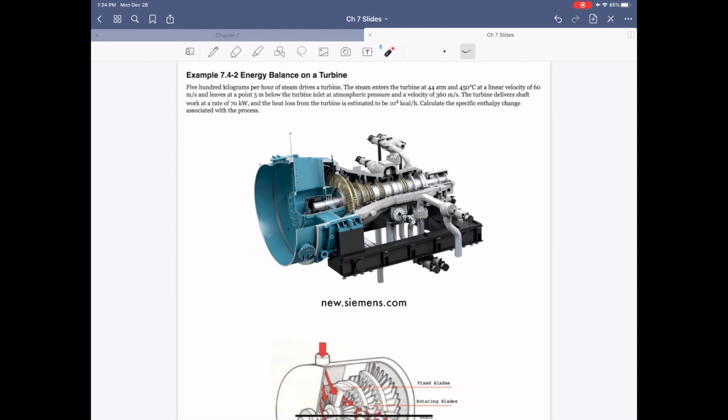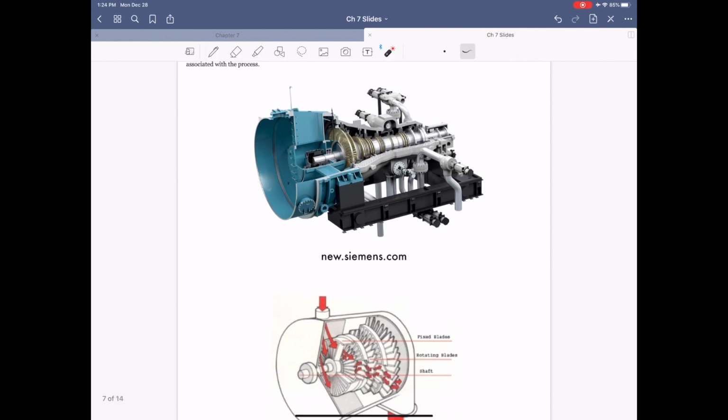In this video, we're going to practice applying the steady-state open system energy balance. And we're going to apply it on a problem which involves a turbine. I mentioned turbines in previous videos before, but basically they're unit operations that are used to convert essentially kinetic energy into electrical energy. All right?